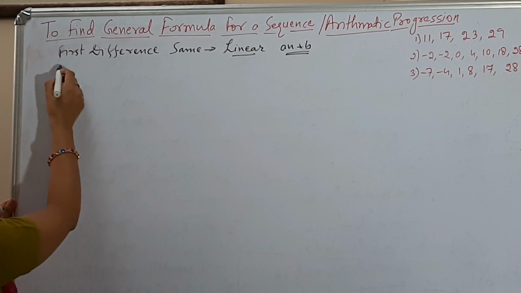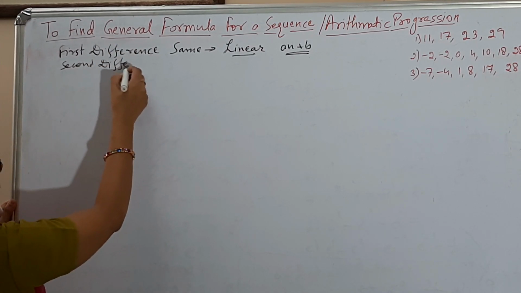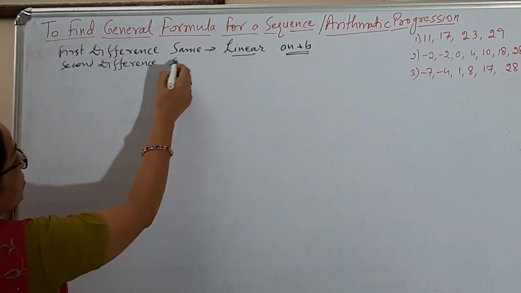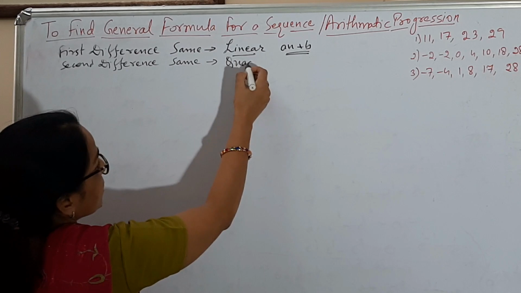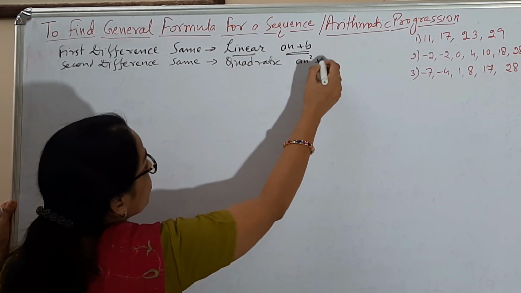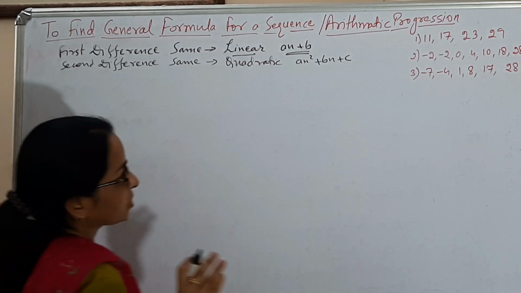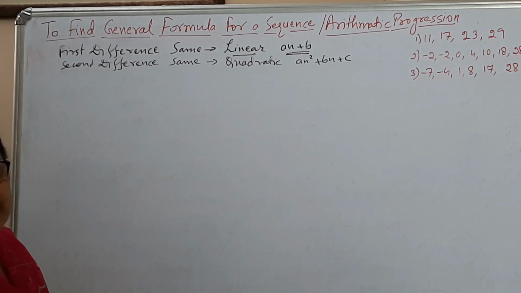And then if we are getting the second difference the same, if the second difference is the same, then the sequence will be quadratic type. Quadratic means it will be of the type a n square plus bn plus c. Okay, so let's find out by taking the examples.